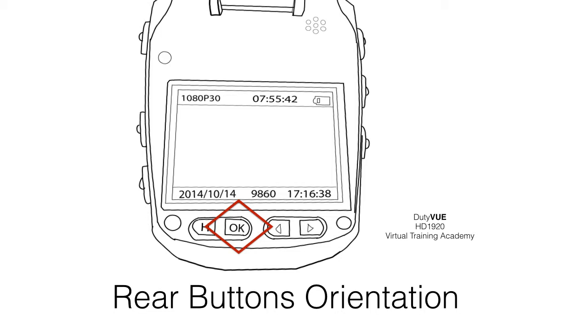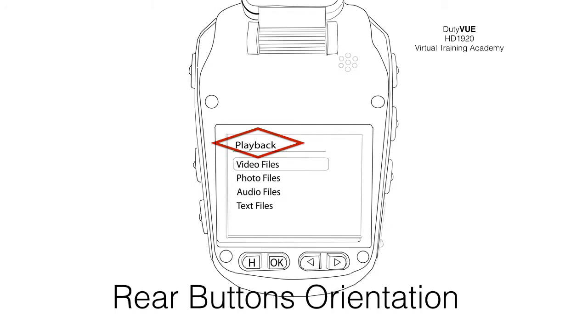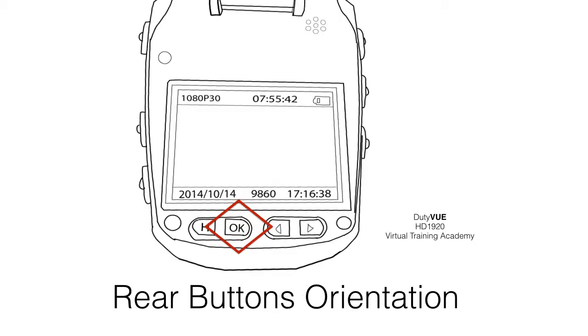Notice the second button from the left labeled OK. If you push this button, it'll automatically take you to the playback screen. Note, it's not necessary to use the H or Home key to reach this screen. Pushing the OK button is all that's required to access the Files menu. Navigating through this menu is identical to the method used earlier.